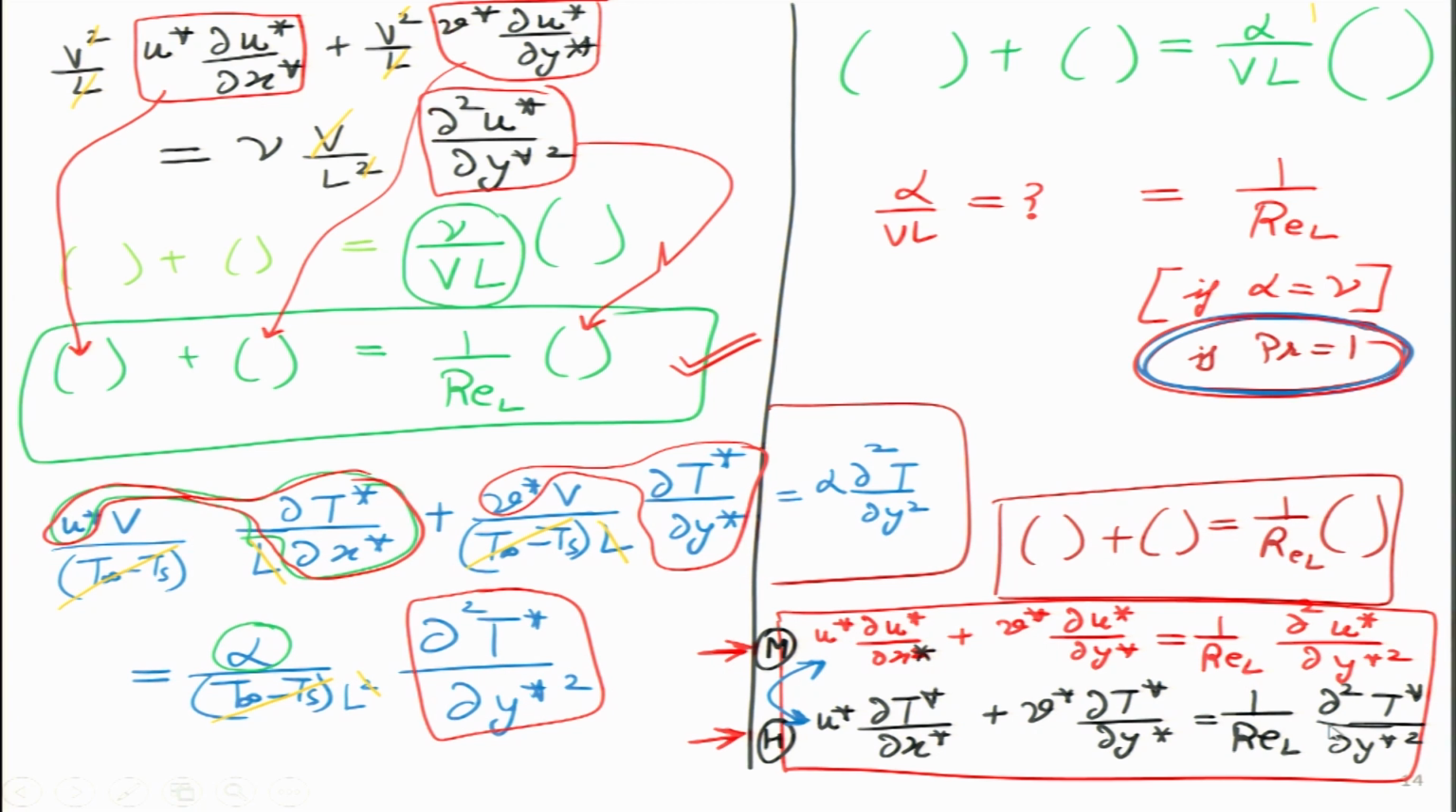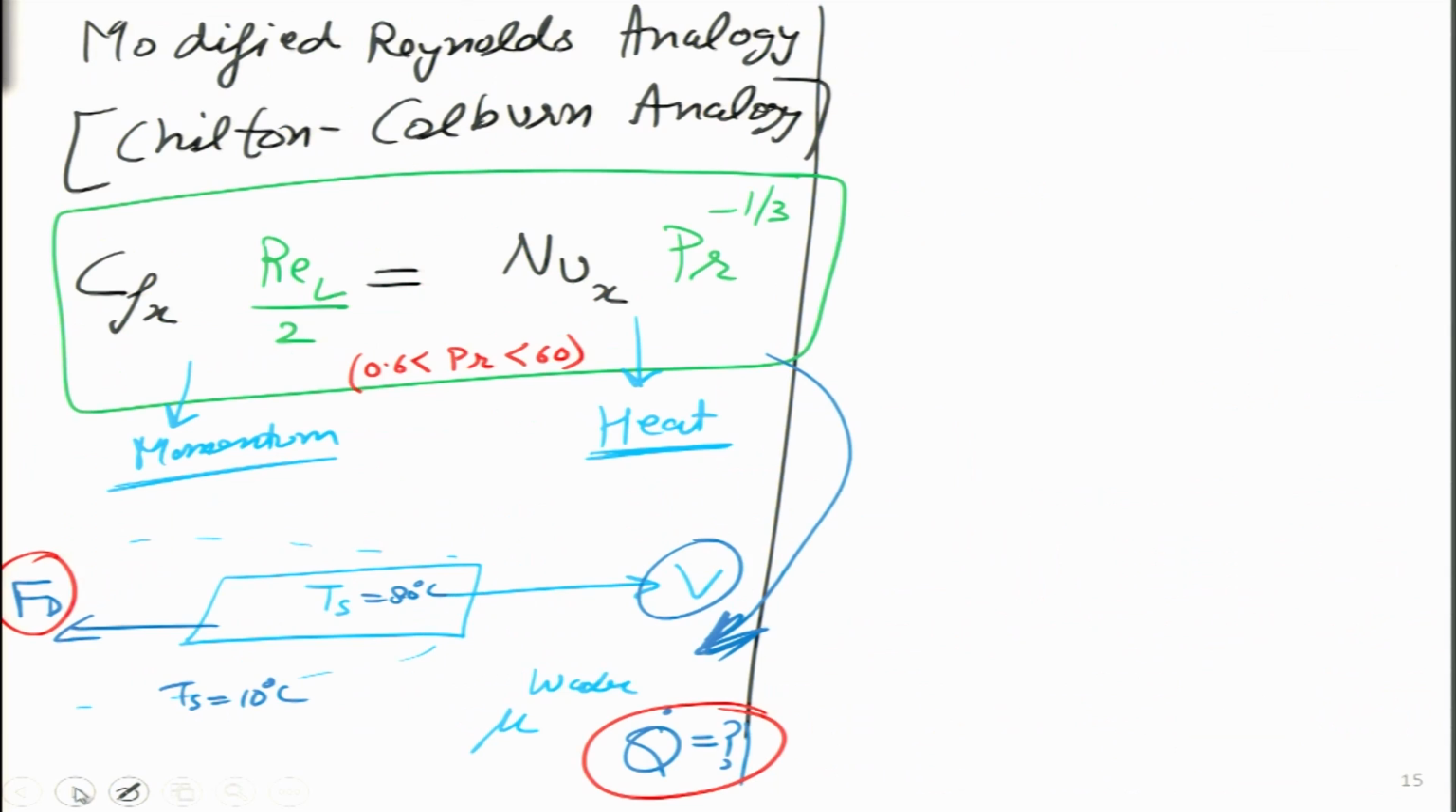It is a very interesting result that we found, and encouraged by this result, we went on and formally looked at the modified Reynolds analogy, also known as the Chilton-Colburn analogy, which gives a very beautiful relationship between Cfx and Nux. So, if you know one, I can calculate the other. If I know Nusselt, I can calculate Cf. Cf directly gives me drag force, and Nusselt gives me the rate of heat transfer.